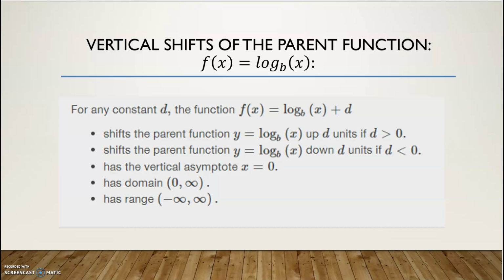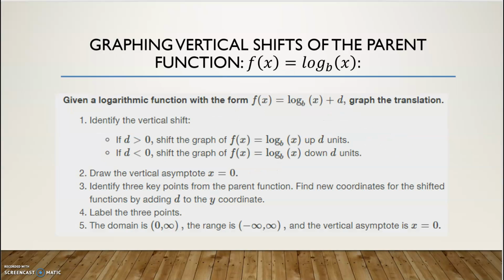Now let's take a look at vertical shifts of the parent function of log base b of x. So for any constant d, if you add it to the end of the log base b of x like you do here, then it's going to shift the parent function up if d is greater than 0. It's going to shift the parent function down if d is less than 0. You're going to have a vertical asymptote of x is equal to 0 because that d is affecting the y values and not the x values. And your domain is going to be from 0 to infinity, and your range is going to still be from negative infinity to positive infinity.